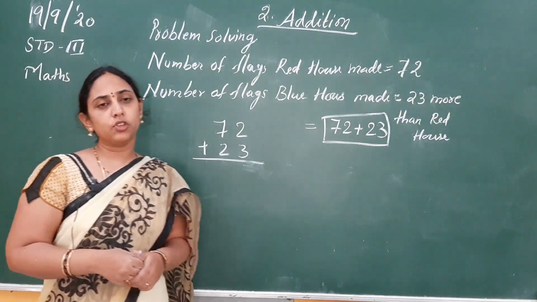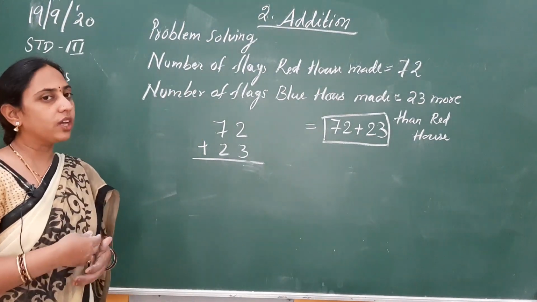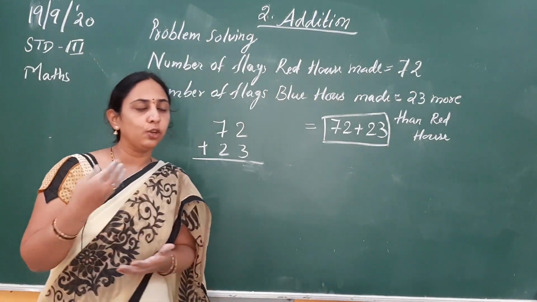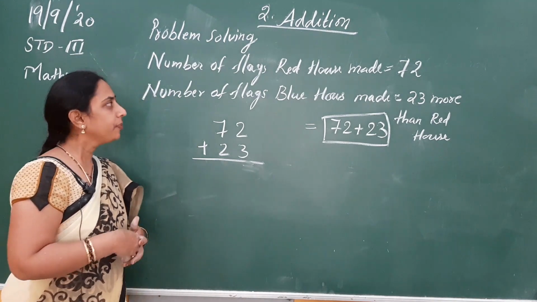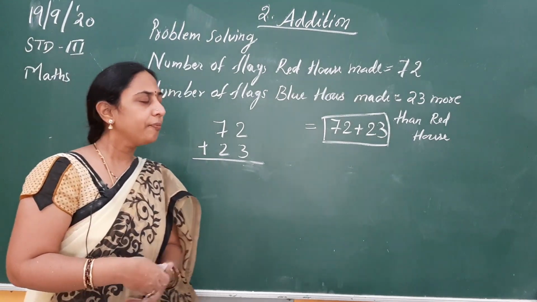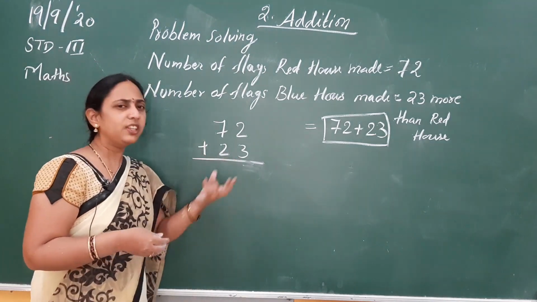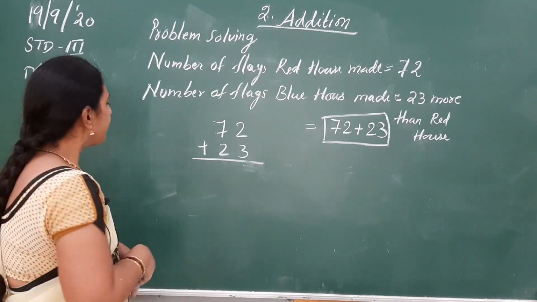So we were discussing the chapter addition, the second chapter, where we discussed how we can regroup tens, how we can regroup ones, and how we can regroup the hundreds also, right beta? Now we will see some problem solving sums, okay? Now this is a small example with 2-digit numbers, later we can do with more digit numbers.